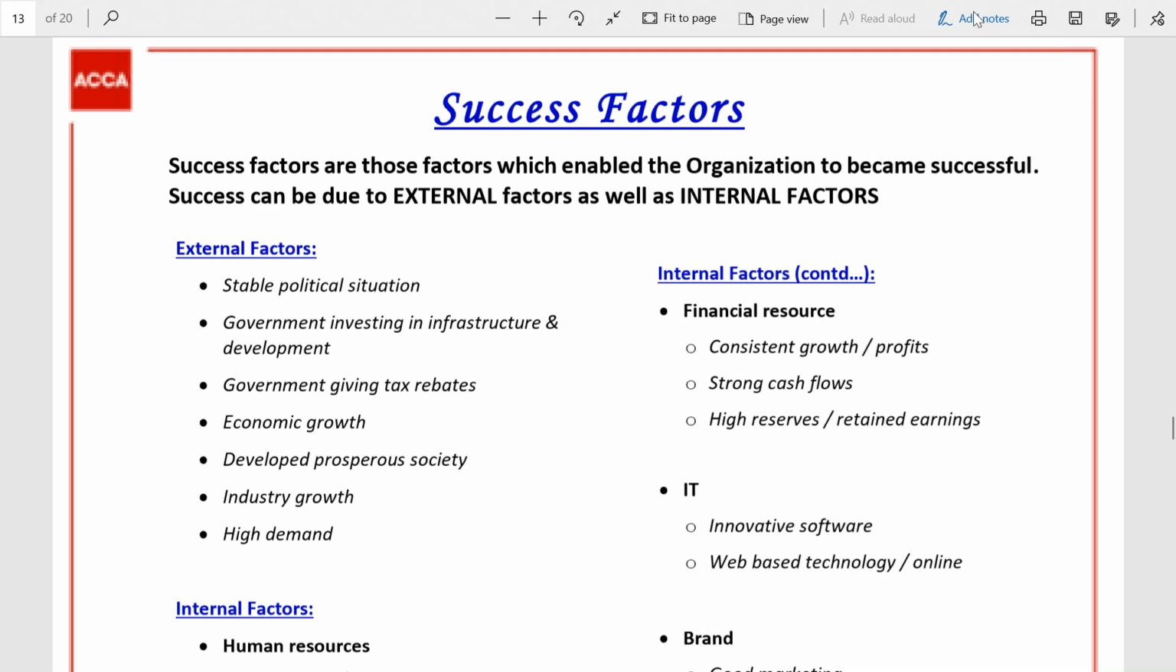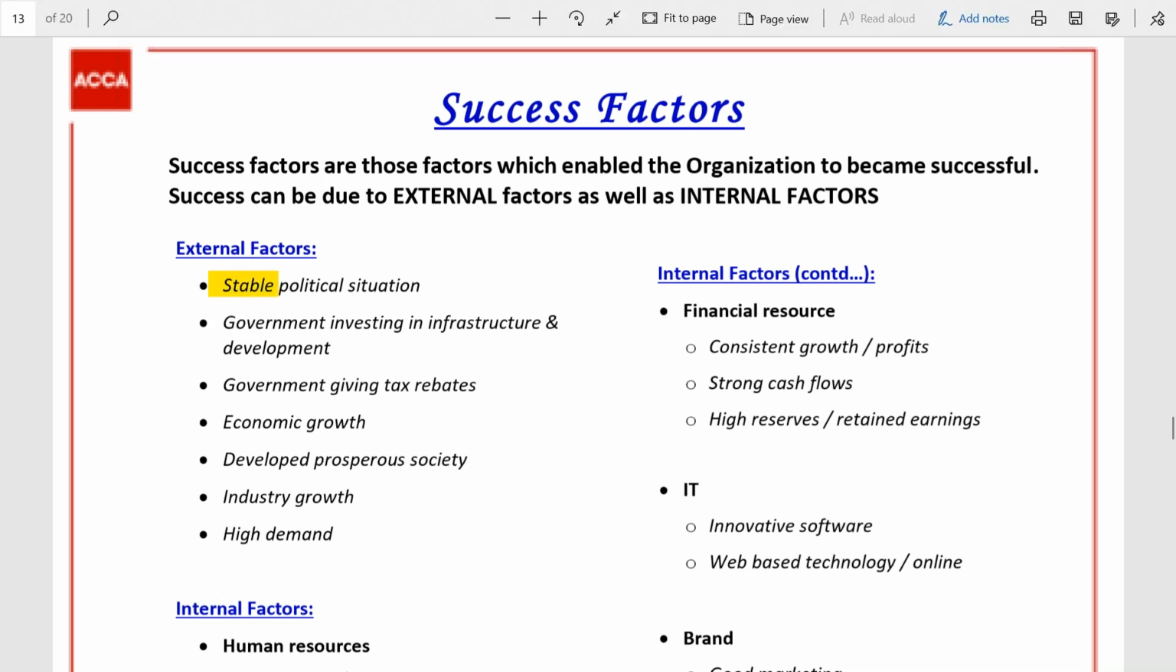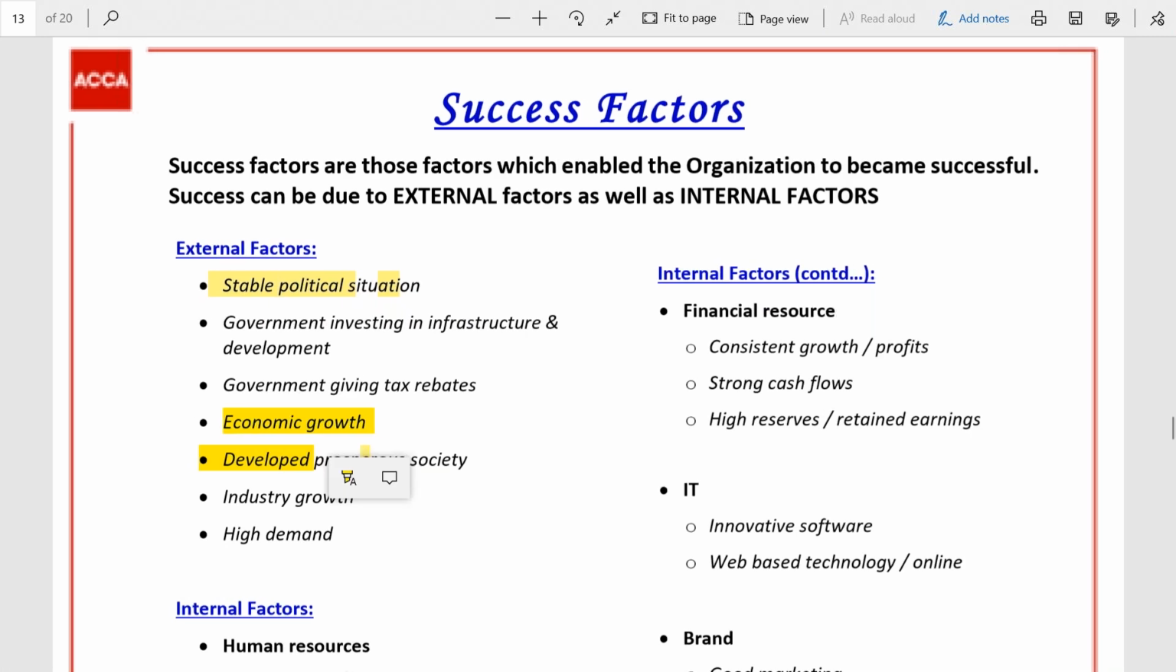For example, a stable political situation, government investing in infrastructure and development, government giving tax rebates. Economic growth is something very important. A developed, prosperous society. Industry growth, this is very important.